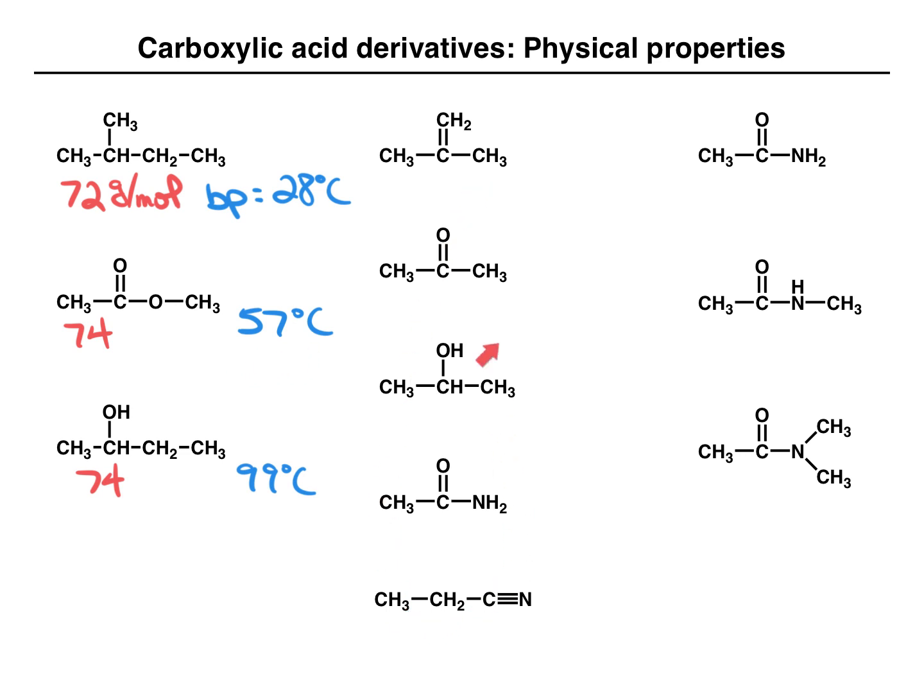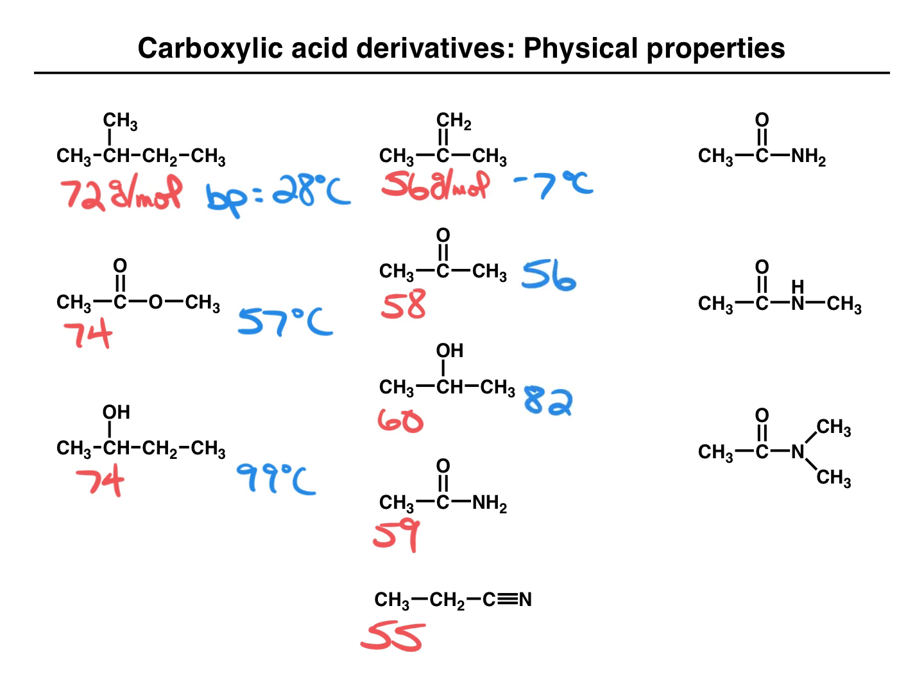For our next series, once again, we're talking about different types of intermolecular forces. So let's check on the molecular weight. This is 56 grams per mole, 58, 60, 59, and 55. About as close as we can get. And the boiling points are -7 degrees Celsius, 56, 82, 221, and 97 degrees Celsius. So London dispersion forces compared to dipole-dipole compared to hydrogen bonding, we see the expected trend in boiling points.